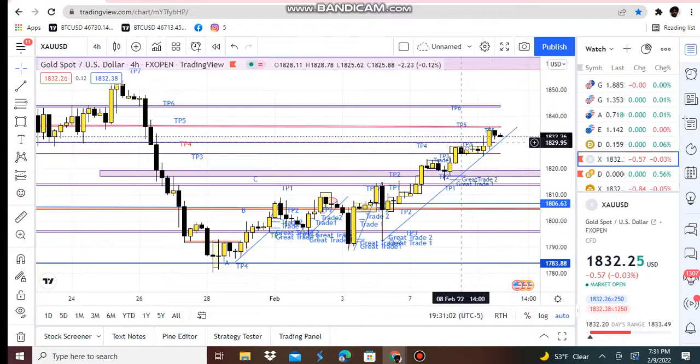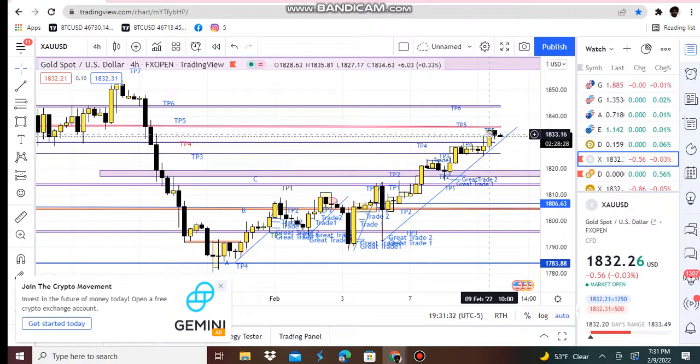February 9th. But from February 8th to February 9th, it took 6 4-hour candlesticks, a whole day, to break this consolidation. And then you see this 4-hour candlestick around 10 o'clock push all the way up from take profit 4, from 1827 all the way up to 1834, 1835.